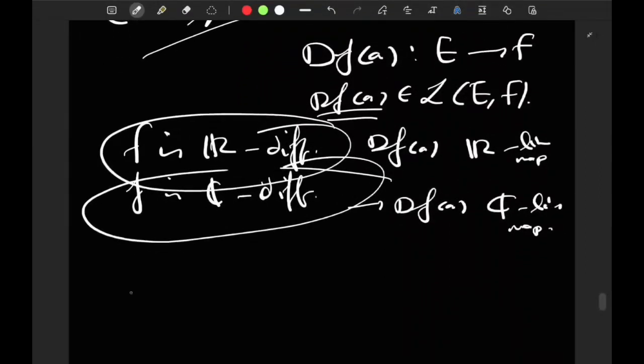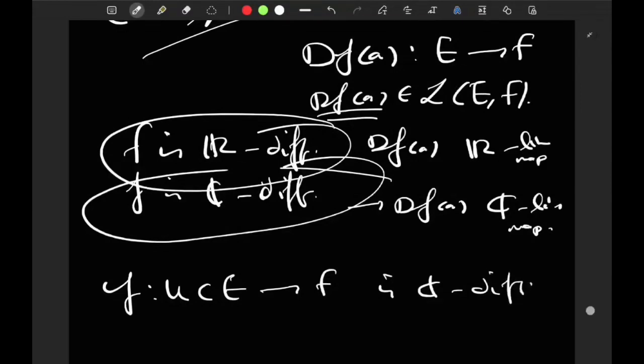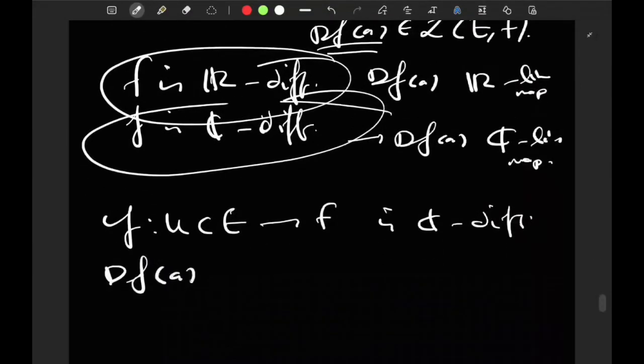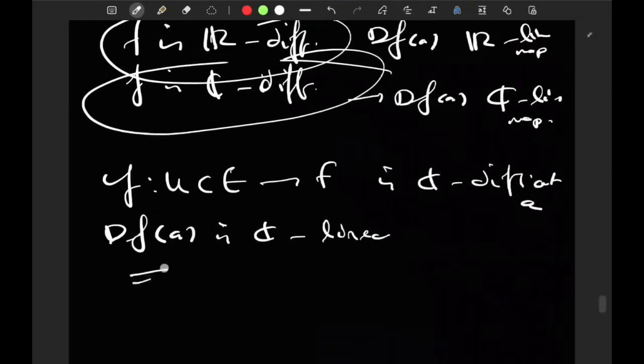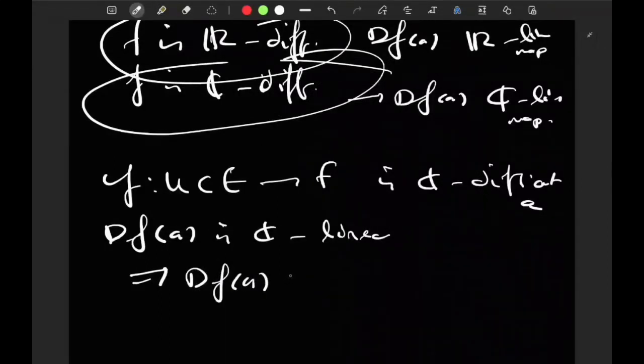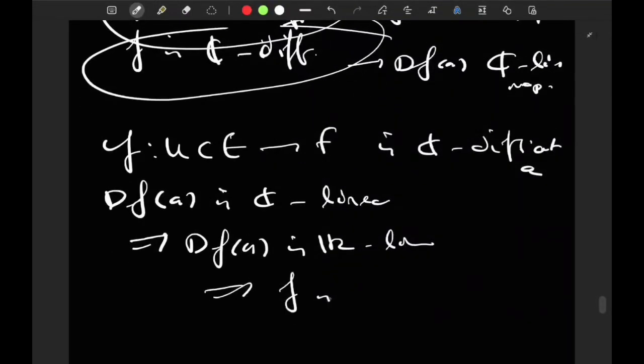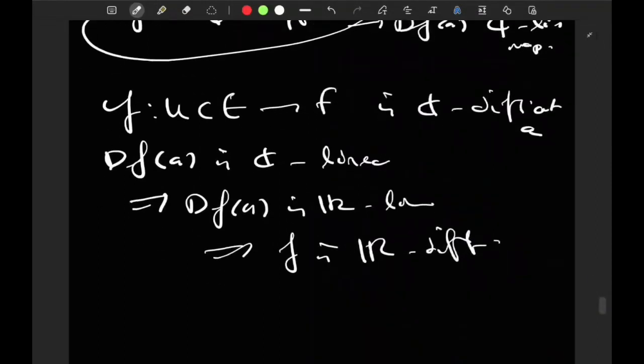Now by default, if f is C differentiable at A, df of A is C linear, and then df of A is also R linear, because every C linear map is also R linear. So f is R differentiable. So every C differentiable map is real differentiable. Why is this implication correct?